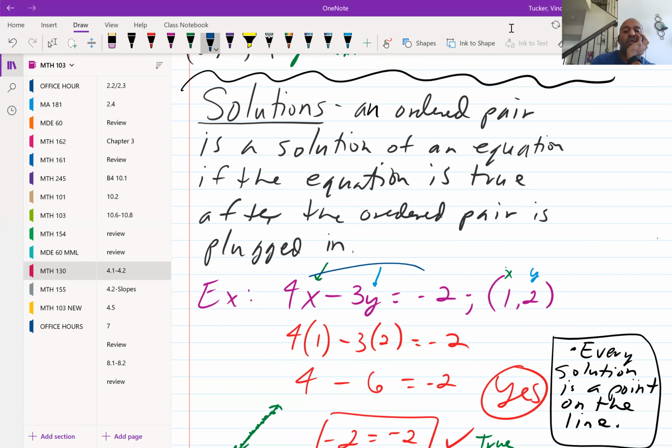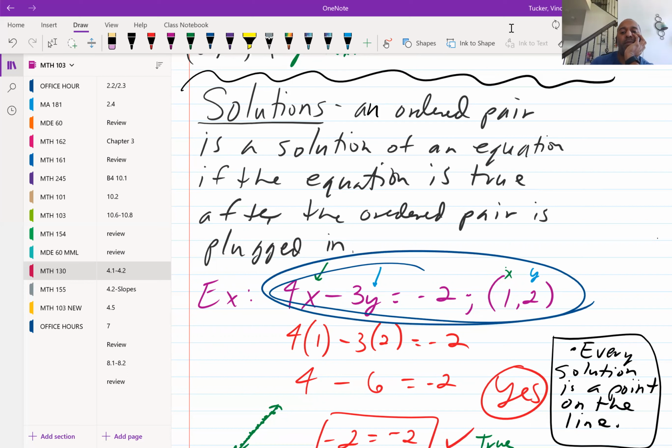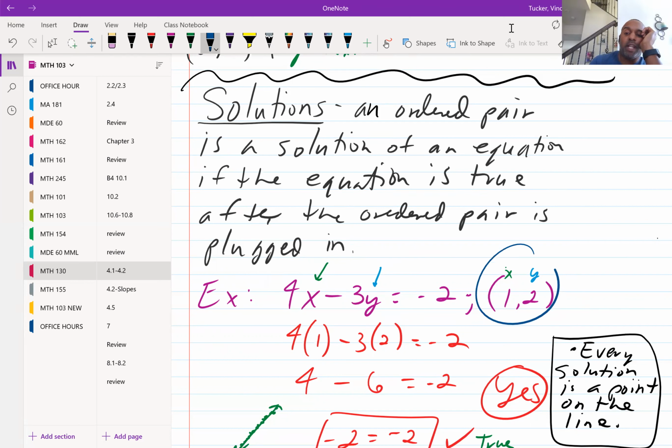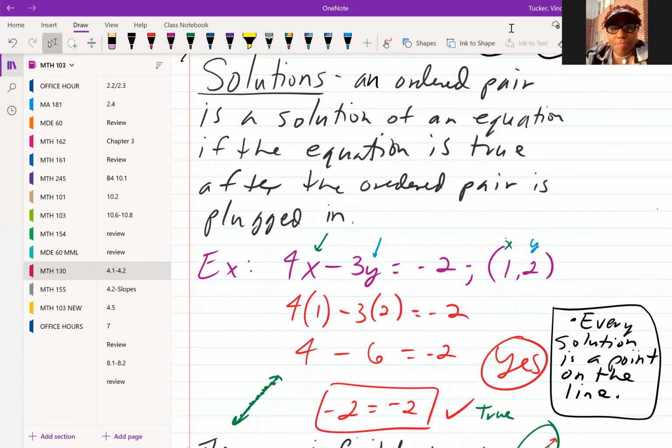So if we have this equation here, 4x minus 3y equal to -2, and they give us the ordered pair (1, 2), and they want to see, is this ordered pair a solution for this equation? Always remember the x is first, y is second. So you plug those values in for those respective variables. So 4 times 1 minus 3 times 2. Plug in 1 for x, 2 for y. X is always first and then y.